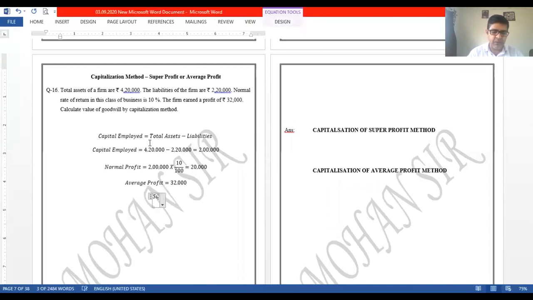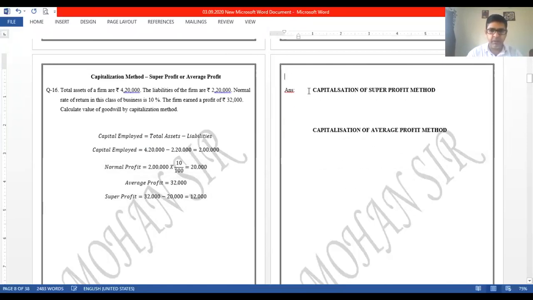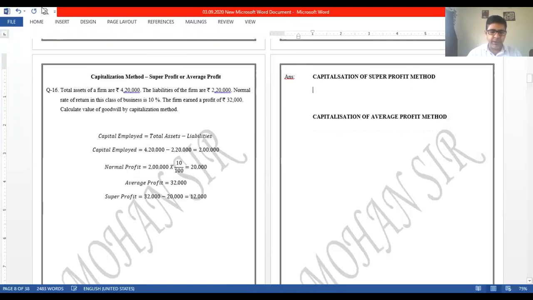Fourth step is to have super profit. Super profit will be equal to average minus normal. I'm not writing the formula again. So average can be seen as 32,000 minus normal profit 20,000. Okay, so 32 minus 20 is 12. So this basic working I will need for the capitalization of super profit method. Okay, now let us calculate the goodwill over here.